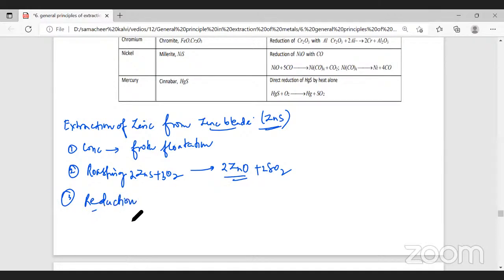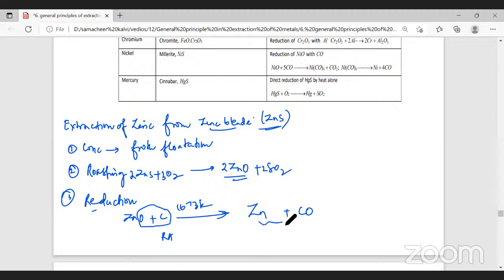This is very simple, reduction. Now the zinc oxide which is obtained is heated with coke at 1673 Kelvin. Coke is a reducing agent here. What happens? Carbon and oxygen get eliminated as carbon monoxide and you get zinc. This metal is distilled off and collected by rapid cooling.